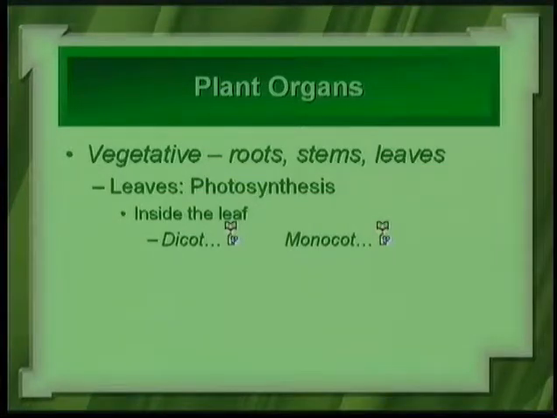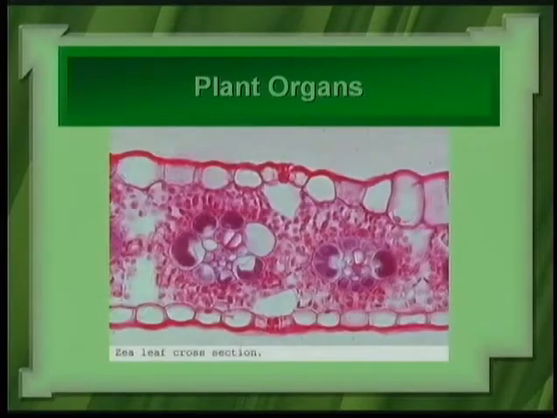Next, monocot leaf cross-section. We have a really good image of that. See, look at that. One of the things about this is you can see that you have an upper epidermis up here.